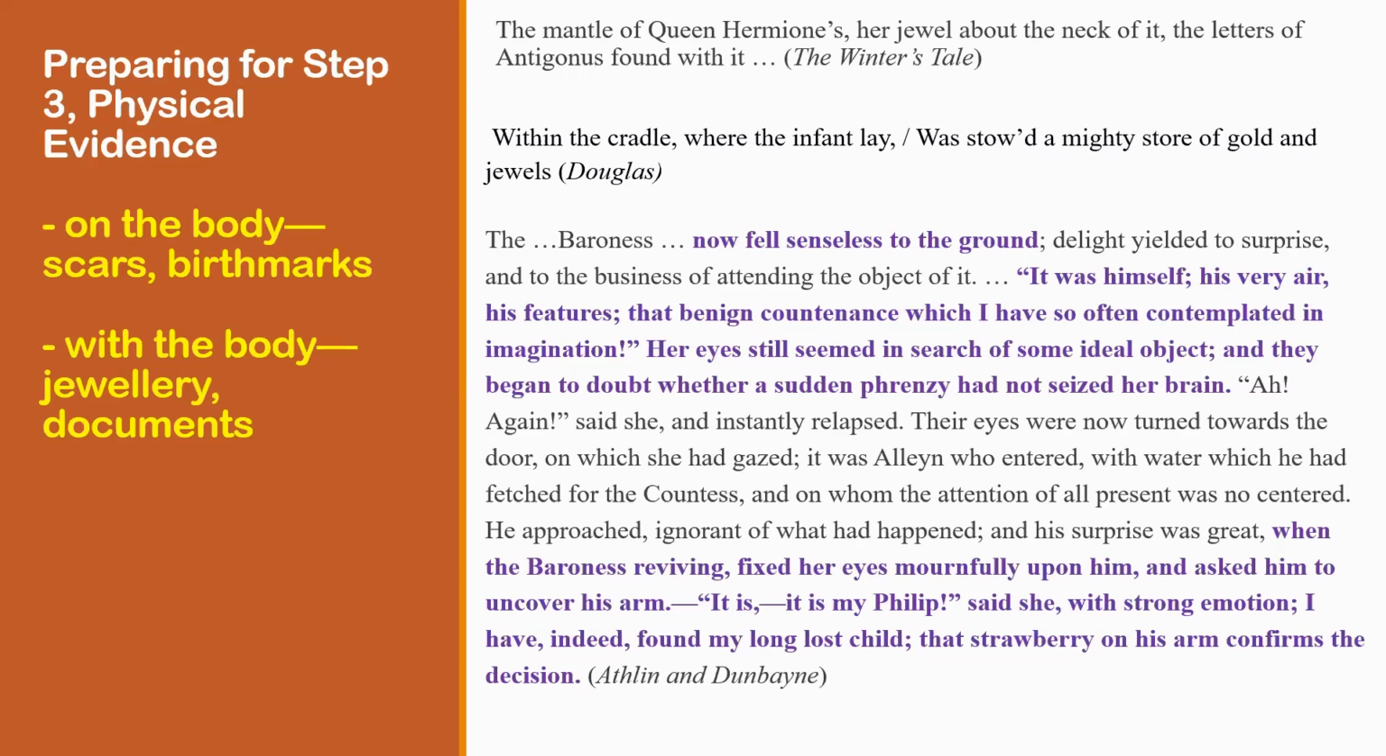But physical evidence can be scars or birthmarks. In the Castles of Athlone and Dunbayne, I've quoted it at length here, and you can come back to it later if you like, but the Baroness's long lost son has a strawberry mark. It can be objects that were found with the body, jewelry. Often babies are found with the mother's locket with her picture in it around their neck, or documents, some kind of proof.